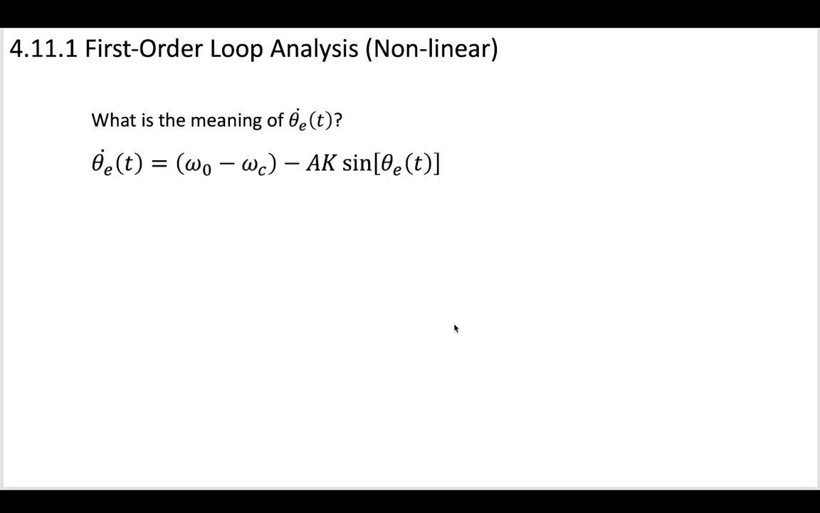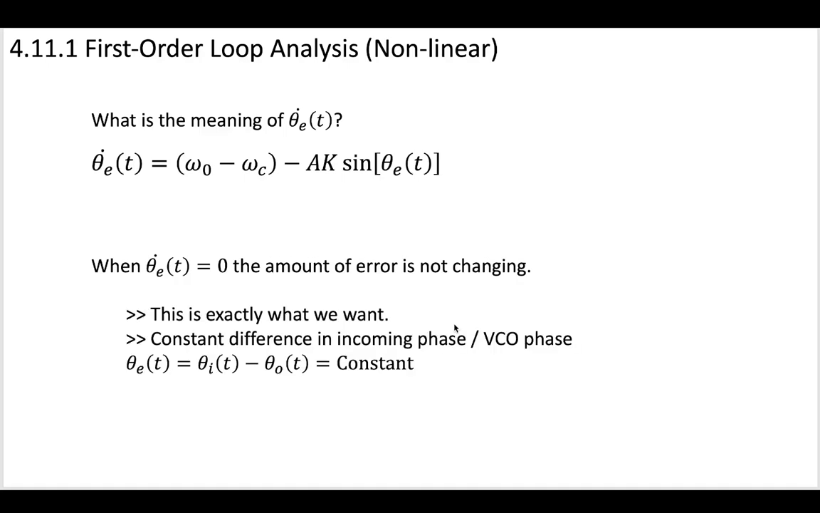So what is the meaning of the derivative of the error? When the derivative of the error is equal to 0, the amount of error is not changing. This is what we want. We want the case where those functions are locked, so that the phase difference doesn't change no matter where you are in time. That's phase locked. So this is the desired case: we want the derivative of the error to be equal to 0. And this means that there's a constant difference between the incoming phase and the VCO phase. That would be this constant.